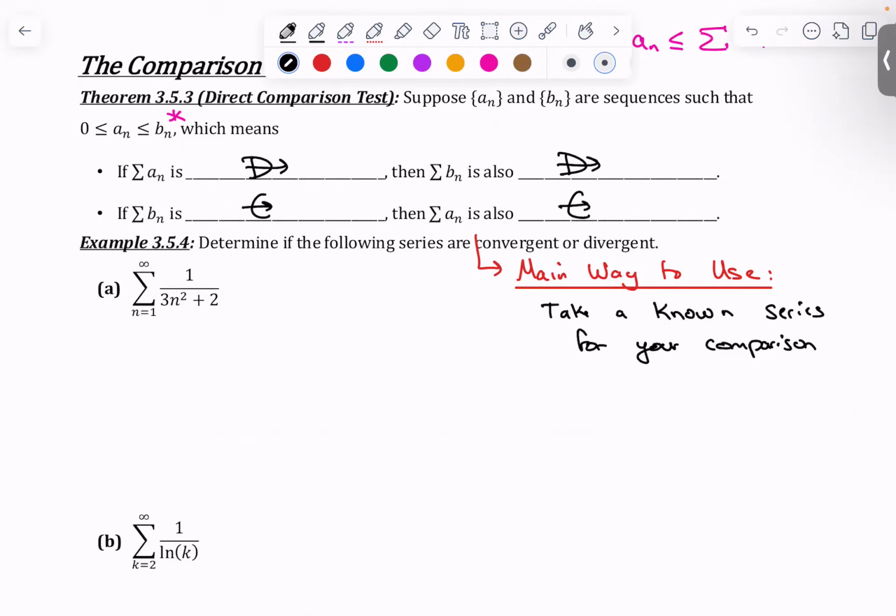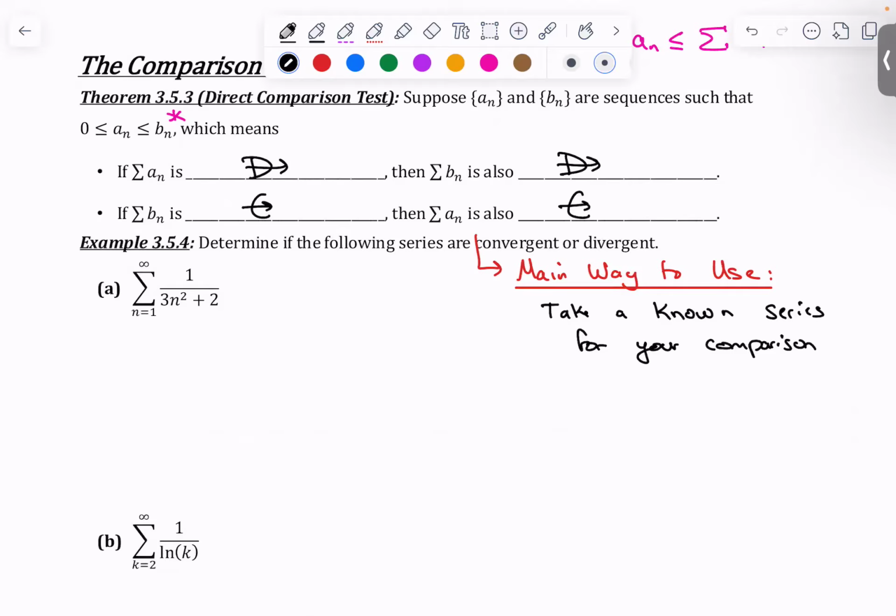Now that we have the n log p test and the p test, we know a very, very large group of series that are convergent and divergent. We know that 1 over n is divergent. 1 over n to the 1.01 is convergent. 1 over n squared is convergent. 1 over n to the 15th is convergent. 1 over n to the 0.2 is divergent. We now have a huge list of things that we can compare to.